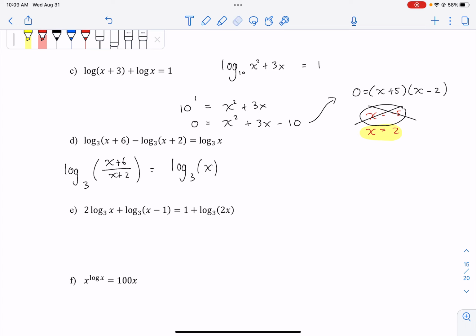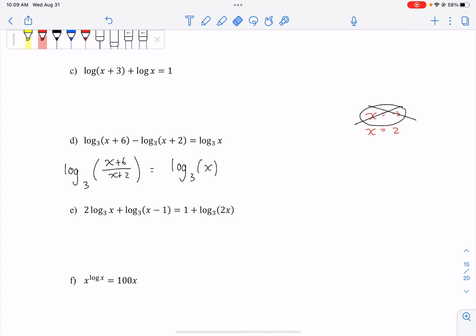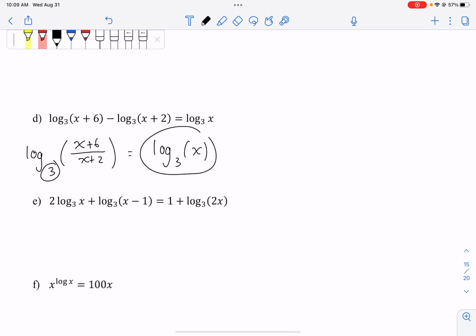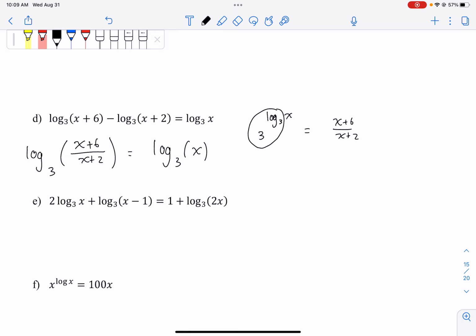So a couple of things we can do over here. I'm going to erase this just for space. Number 1, if you wanted to, you could take 3 to the power of each side: 3 to the power of log base 3 of x is equal to (x + 6)/(x + 2). And one of the rules says that if you have a number to the log base of that same number, they cancel out. So you just get x is equal to this. But knowing that they have the exact same bases here, we can technically skip that part and just go right to this.